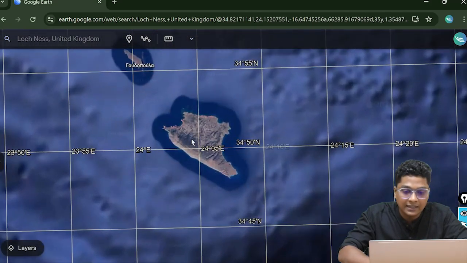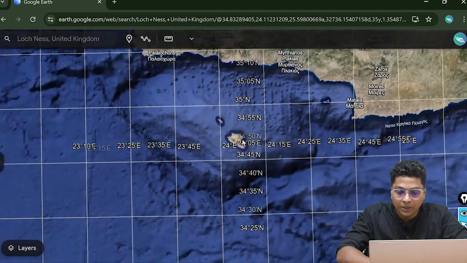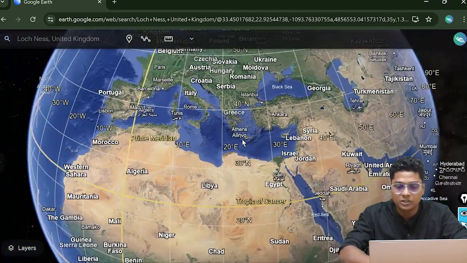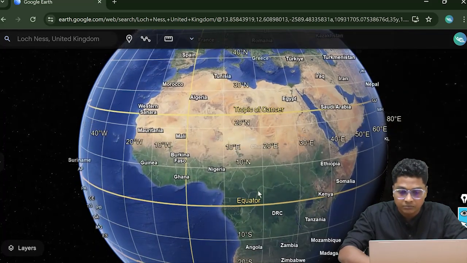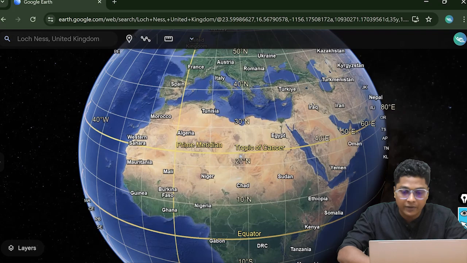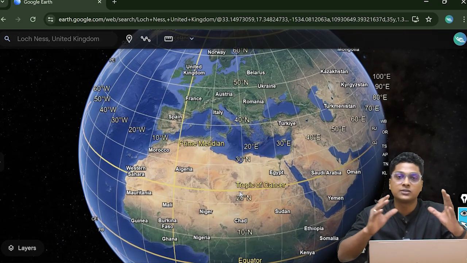So this island is coming out as around 35 degree north latitude. So remember, the equator is passing through Africa, we have seen it earlier, and here we have the Tropic of Cancer. So have an approximate idea where this location would be.